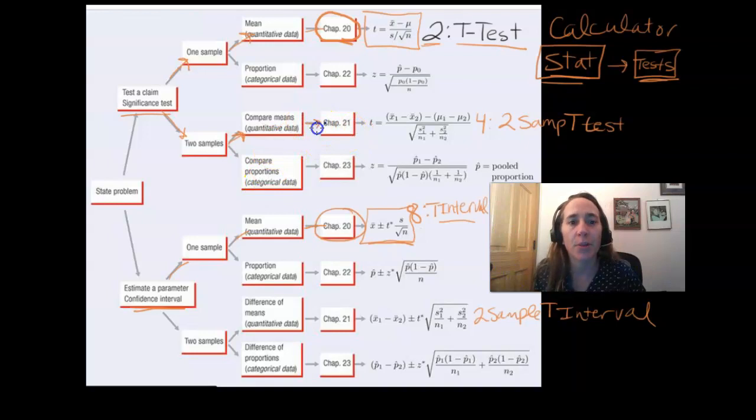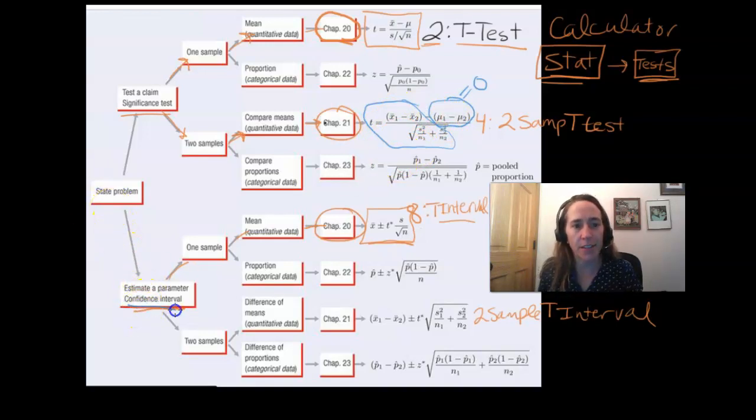So then you go into chapter 21 right here, and you're going to use this formula. In this formula, because we're assuming with our hypothesis test that the two means are equal, this part is equal to 0. So really your formula is just this part. This always is 0, but it's nice to see it to understand where this formula is coming from. So that's the significance test.